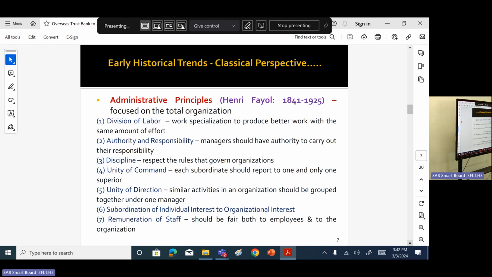Then remuneration of staff. Looking at the contribution and performance of employees, managers should be able to treat them fairly and reward them with both financial and non-financial rewards.